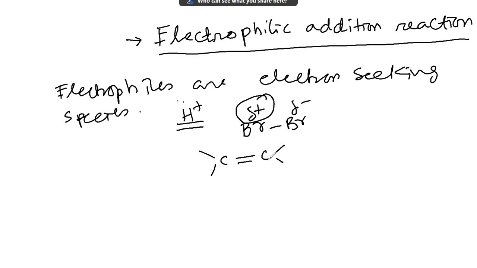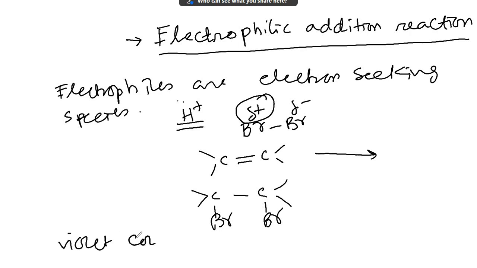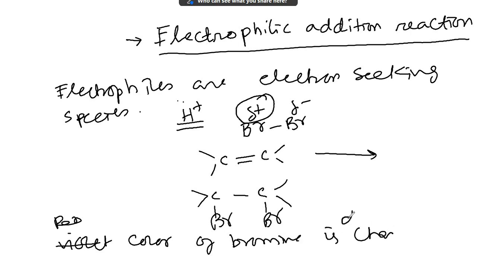And in this case, when bromine is added to an alkene, the double bond opens, and it forms the 1,2-dibromo alkane. One observation is that the red color of bromine is discharged. You can call it red color of bromine, which is better. Addition reaction takes place, and the red color of bromine is discharged. It is a test for unsaturation also.